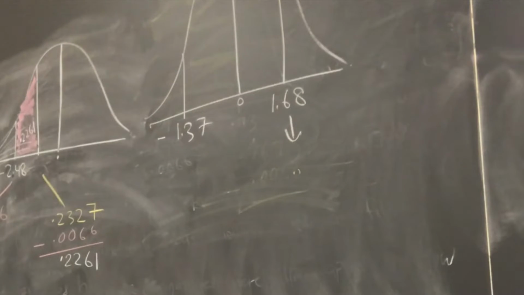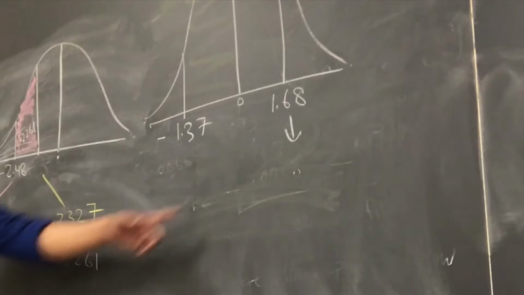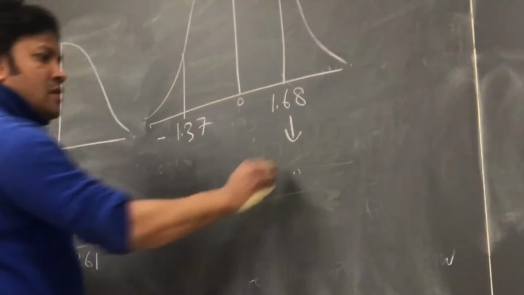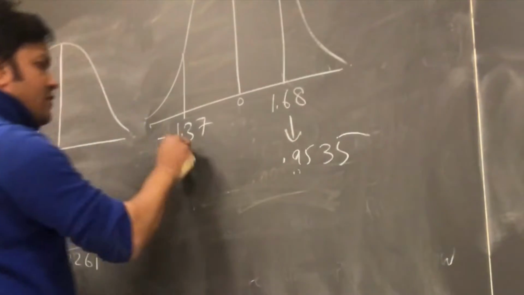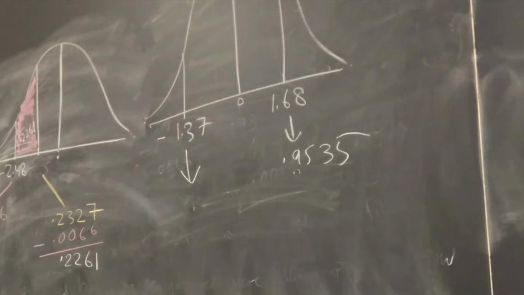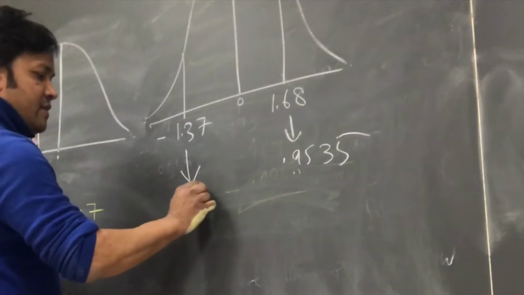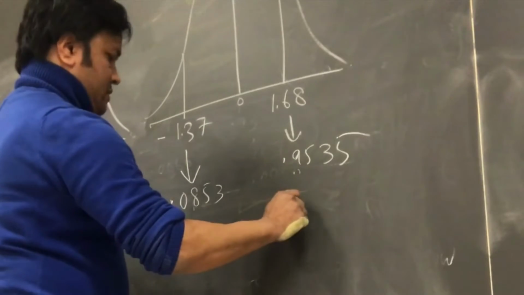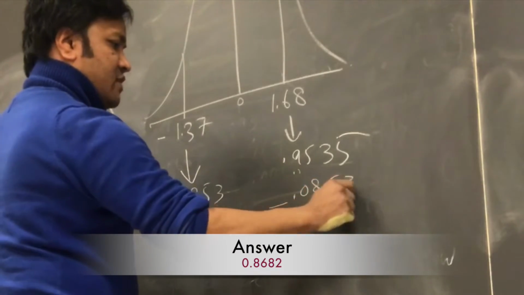So what I want you to do is find this one quickly from the Z table, not from the book, not from the notebook. Then we are defeating the purpose. 0.9535. Now find this one for me. Negative. Don't forget to look at negative, not positive. 0.0853. I would know if you gave me a wrong one. So minus 0.0853, and that would be the answer.